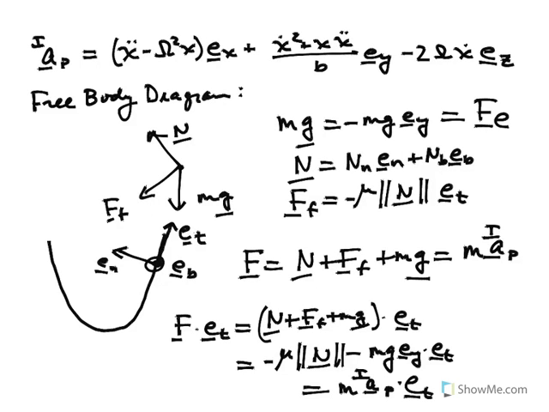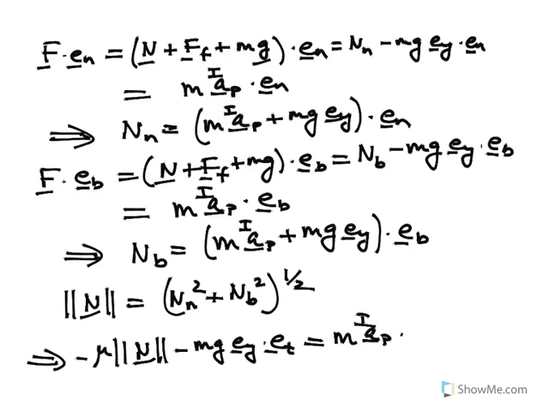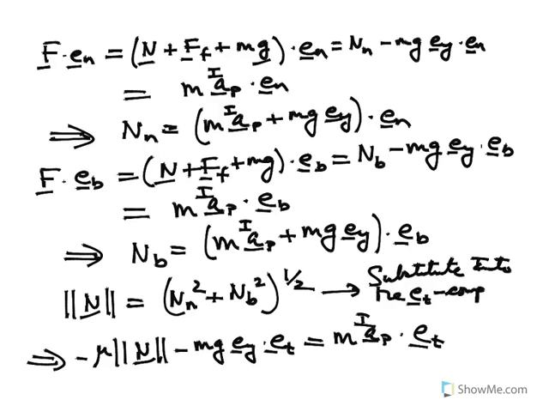So the tangential component then gives me minus mu times the magnitude of the normal, and then I get minus mg Ey dotted with ET is equal to the mass times the inertial acceleration dotted with ET, where this is substituted. So you substitute into the ET component, and that gives me the differential equation. So this is the differential equation in this particular case.